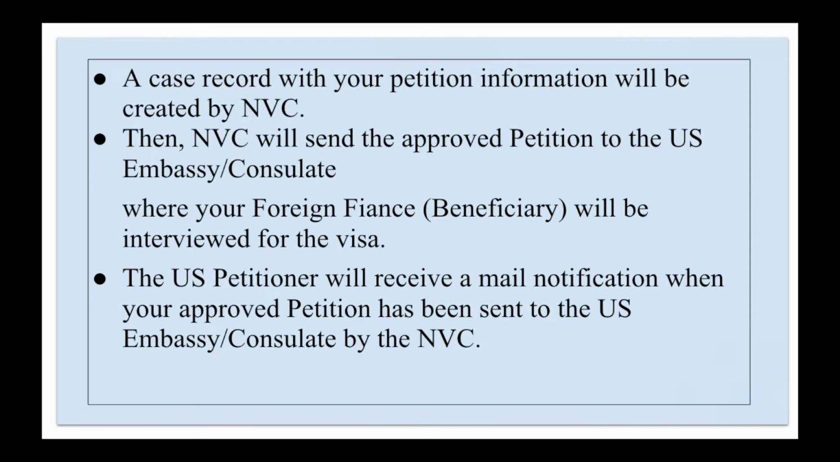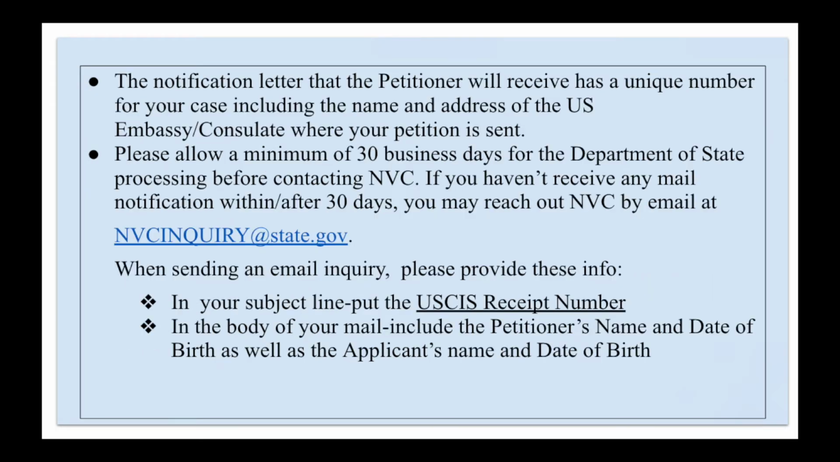A case record with your petition information will be created by the National Visa Center. Then the NVC will send the approved petition to the U.S. Embassy or Consulate, where your foreign fiancé or the beneficiary will be interviewed for the visa. The U.S. petitioner will receive a mail notification when your approved petition has been sent to the U.S. Embassy or Consulate by the NVC. The notification letter that the petitioner will receive has a unique number for your case, including the name and address of the U.S. Embassy or Consulate where your petition is being sent.